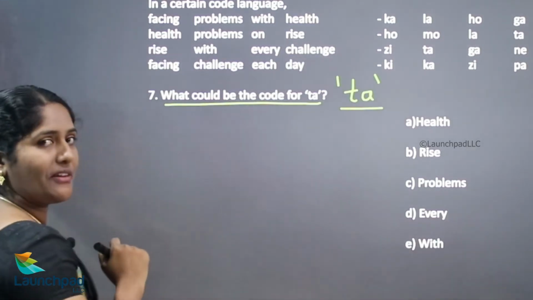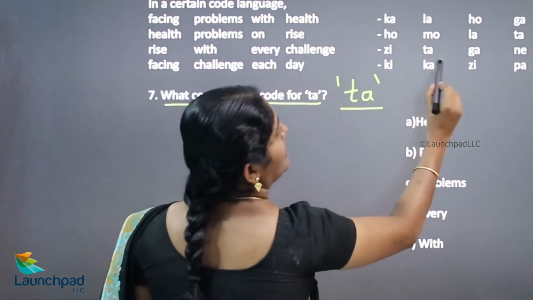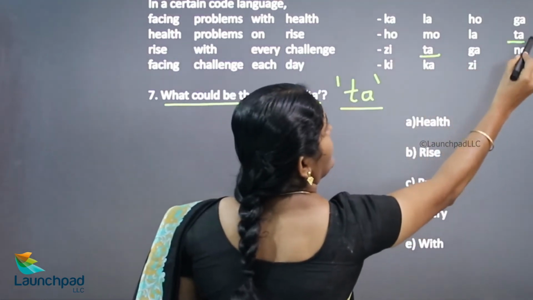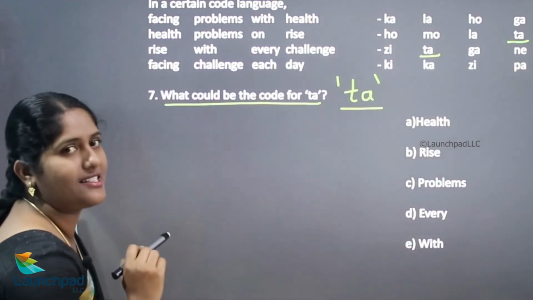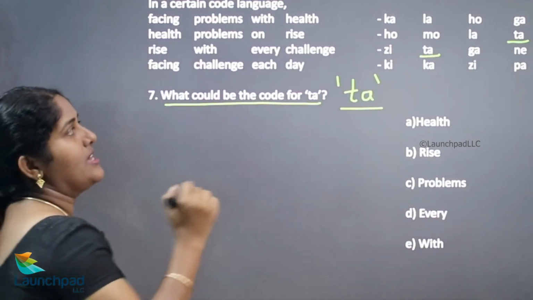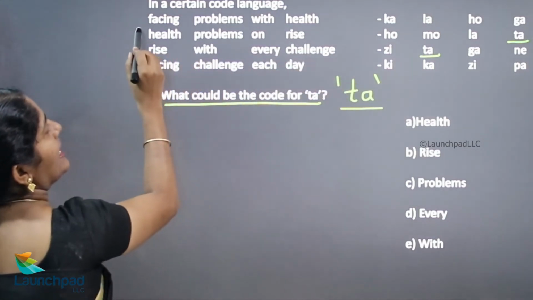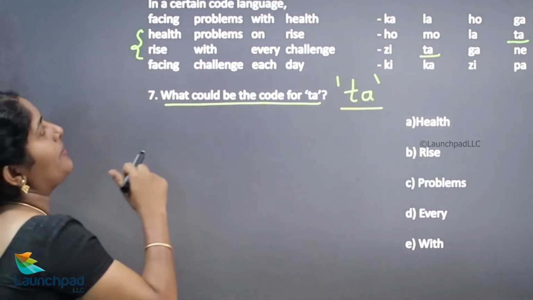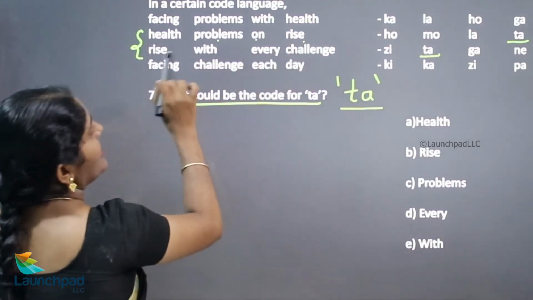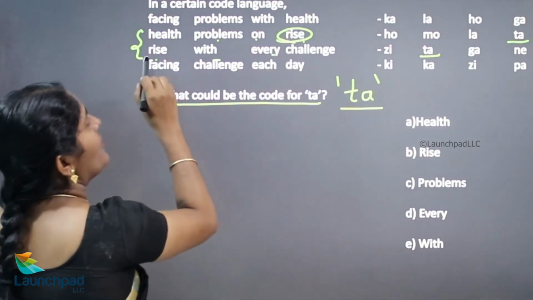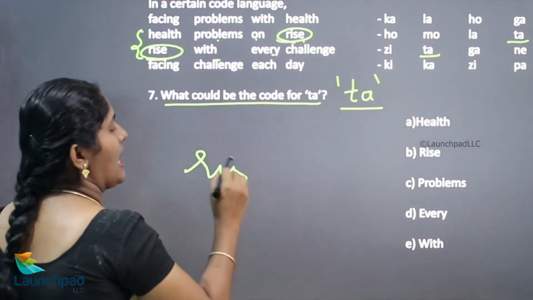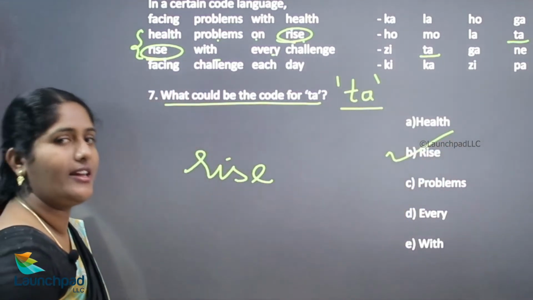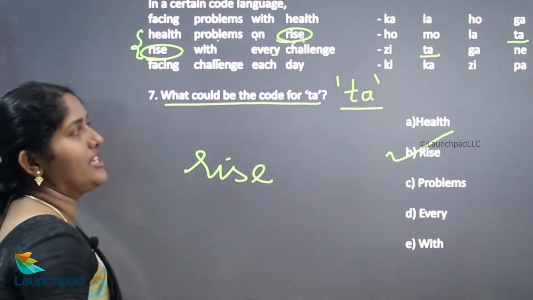So where is TA available here? TA is available in this sentence, and is there any other sentence? Yes, the second and third sentences have the code TA. So corresponding to the second and third, what word is common? Health problems on rise. Rise with every challenge. The only one word common is rise. So TA denotes rise. Answer B is the correct answer. Okay, we'll move on to your next question.